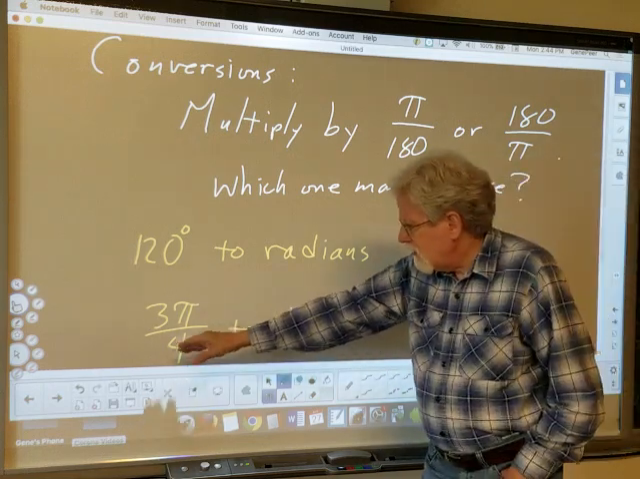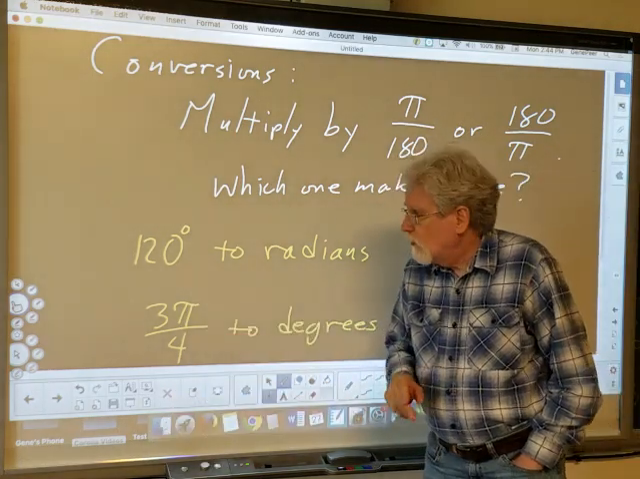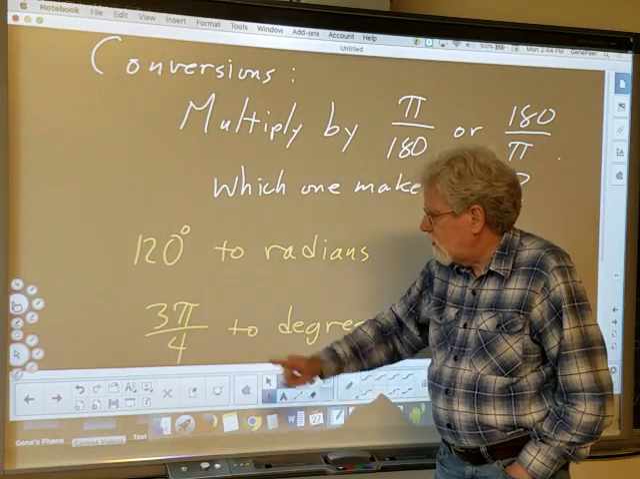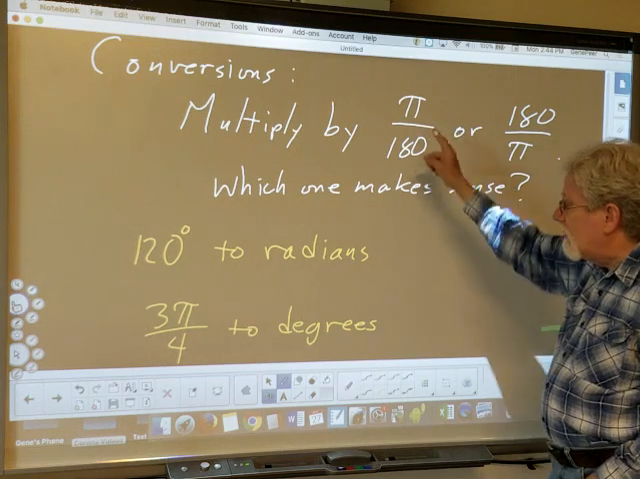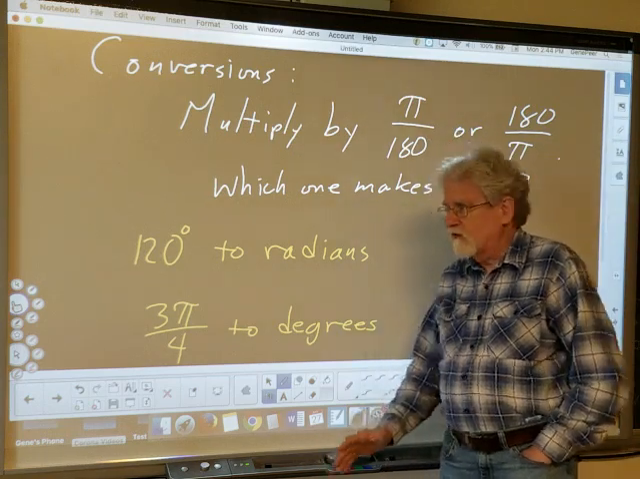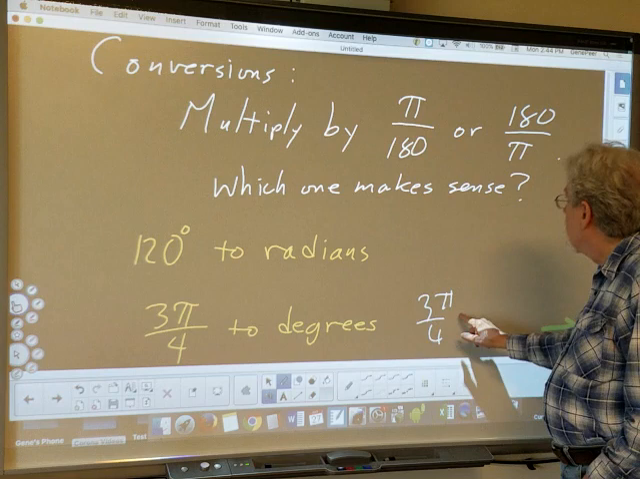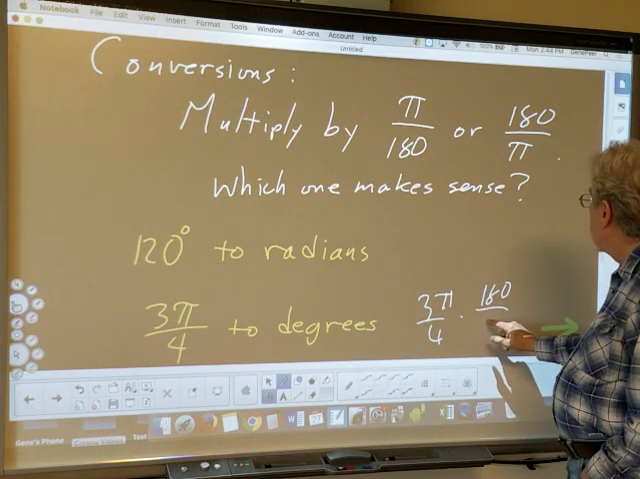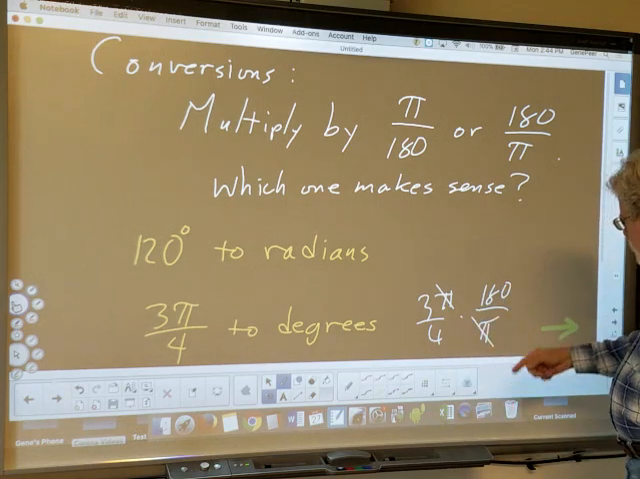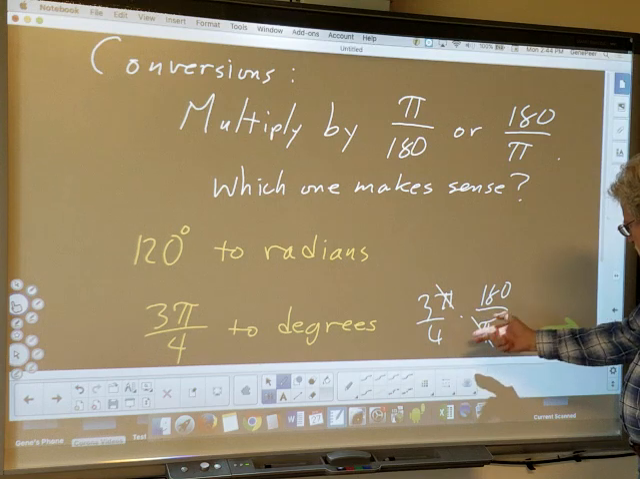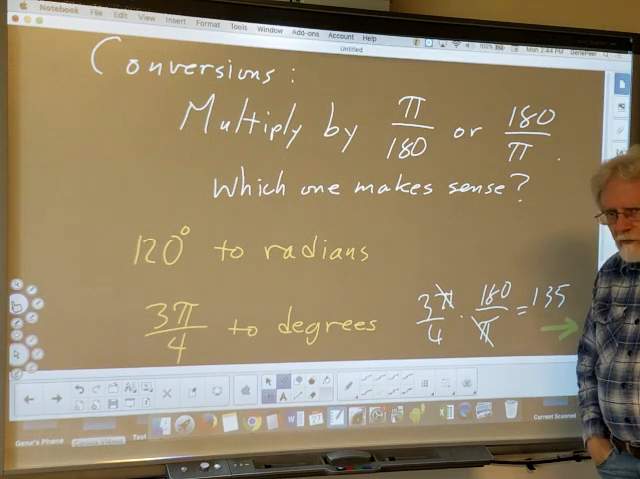To go from radians to degrees, well, which one? Again, makes sense. We want to end up with degrees, so you want the pi to disappear. How do you make the pi disappear? You certainly don't multiply by that one. If we multiplied by that one, we'd have a pi squared in the numerator. Whoa, jump back, Jack. Now, we want to multiply by 180 over pi. So we have 3 pi over 4 times 180 over pi. The pi's cancel, as we hope they would. 180 divided by 4 is what, 45? So we have 45 times 3, which is, I believe, 135. You're done. That answer seems reasonable.